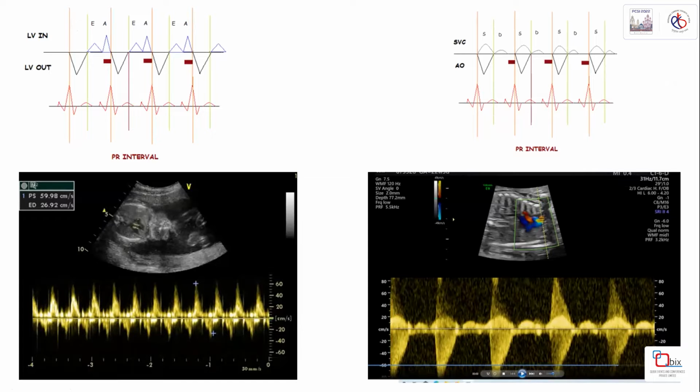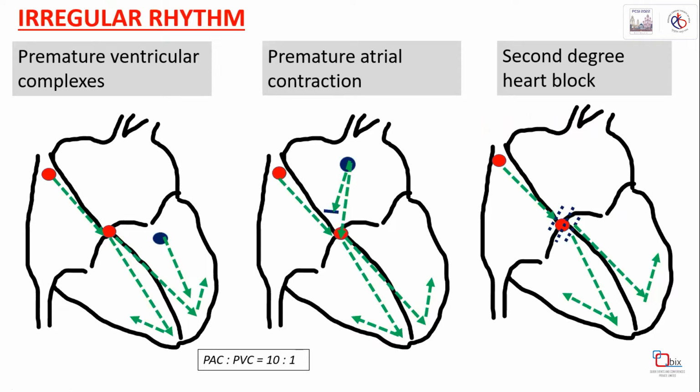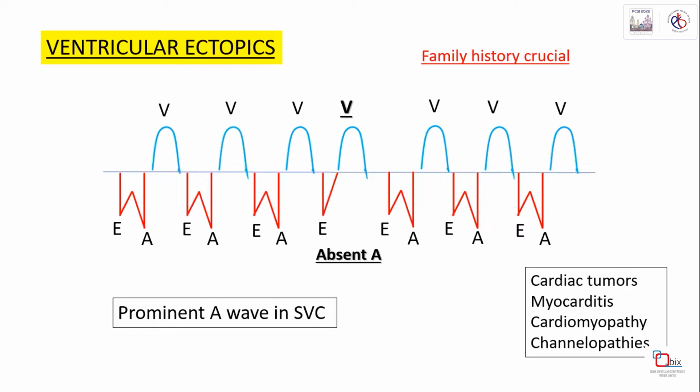Now with this understanding, let us understand the irregular rhythm. Whenever you see a rhythm which is irregular, it can be because of a premature ventricular contraction or an atrial contraction or any type of second degree heart block. Overall, a premature ventricular contraction is very, very rare compared to a premature atrial contraction, and sometimes it's difficult to diagnose in fetal life and differentiate them.